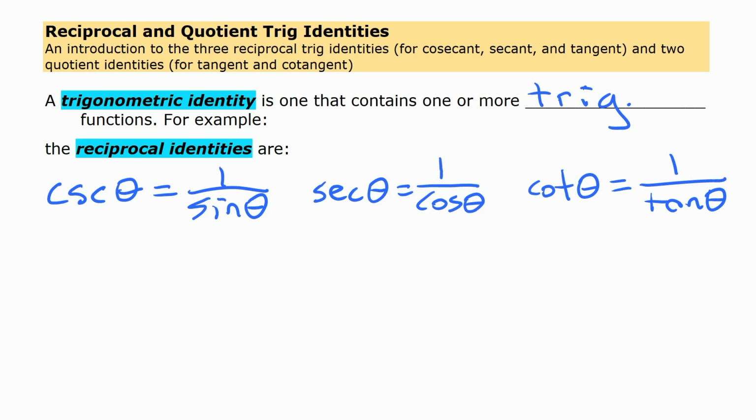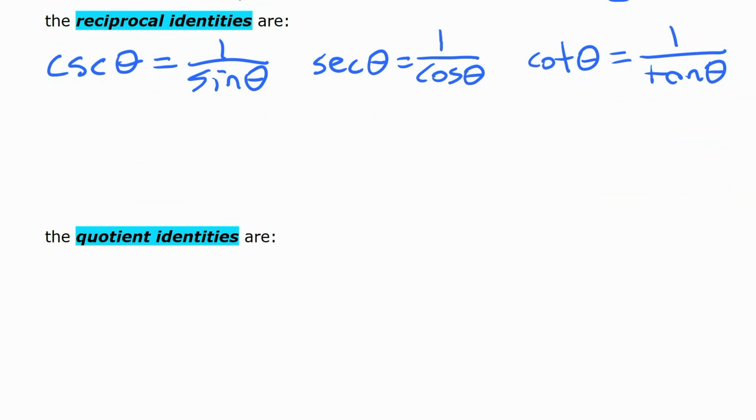And there are 2 others here that we're going to look at. You maybe haven't seen these ones. They're called the quotient identities. Now, the quotient identities are for tangent and cotangent. So the first of these says that the tangent of an angle is always equal to the sine divided by the cosine. Now, that actually just comes from the unit circle definition of some of the trig functions.